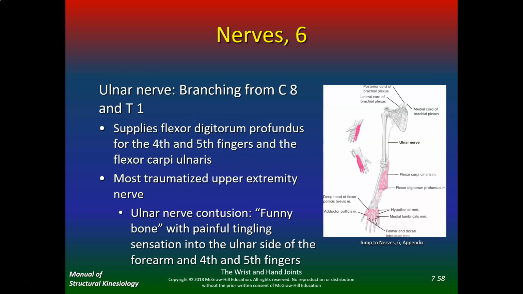Ulnar nerve, branching from C8 and T1, supplies Flexor Digitorum Profundus for the fourth and fifth fingers and the Flexor Carpi Ulnaris. Most traumatized upper extremity nerve. So this is a great quiz question. Remember how I told you the ulnar nerve is the contusion, that's the funny bone, with painful tingling sensation into the ulnar side of the forearm. So that's your ulnar nerve. So that's a good question: most traumatized upper extremity nerve, that's the ulnar nerve.